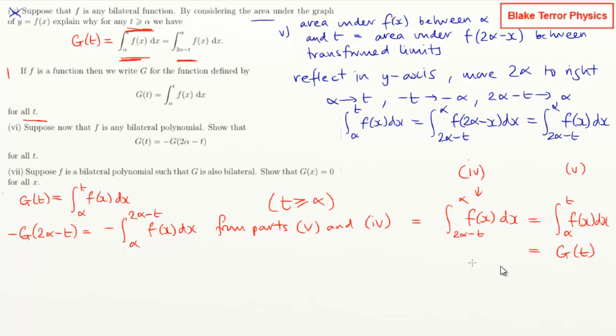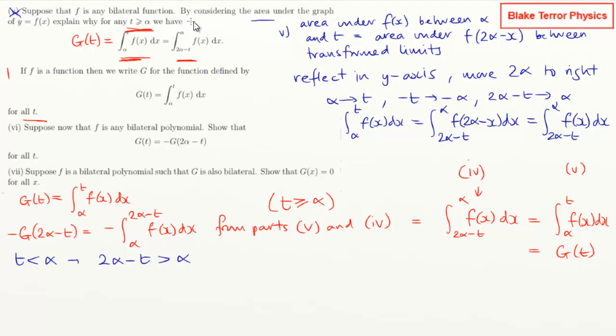So now we need to do this again in some way for t less than alpha. So what happens if t is less than alpha? How are we dealing with this then? If t is less than alpha, then what does that mean about 2 alpha minus t? That means 2 alpha minus t is greater than alpha.